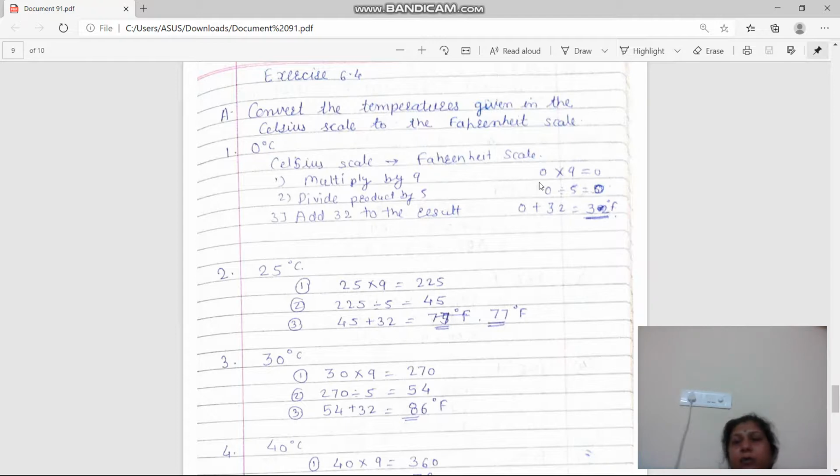First of all, we have to multiply by 9. So 0 multiplied by 9 is 0. Then divide by 5, 0 divided by 5 is 0. 0 plus 32, we get 32 Fahrenheit. Right? Next, 25 degrees Celsius. 25 multiplied by 9 gives 225. Then divided by 5 we get 45. Then to 45 we add 32. So what will we get here? 77 Fahrenheit. Get it?